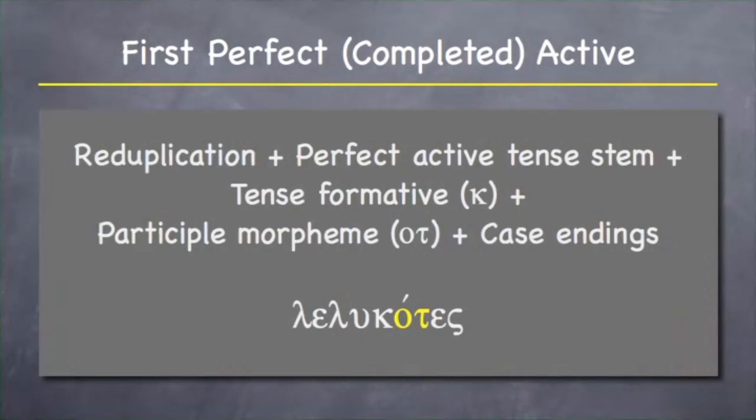All right. Well, let's get into the specifics of how you form the perfect participle. The first perfect or completed active participle is formed with reduplication, the perfect active tense stem, a tense formative, which is kappa, come back to that in a second, the participle morpheme, which is omicron tau, come back to that in a second too, and then case endings. And so you get a form like leleukotus. So if you saw leleukotus, you would see the lambda epsilon. Okay, it's a perfect form. It's from luo. The kappa would tell you it's in the perfect, and the ot you would remember as the alternate active participle morpheme along with nu tau.